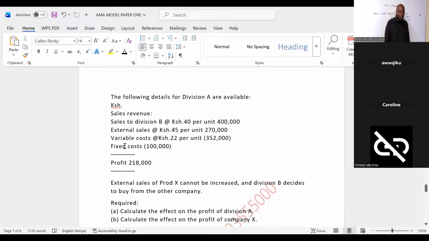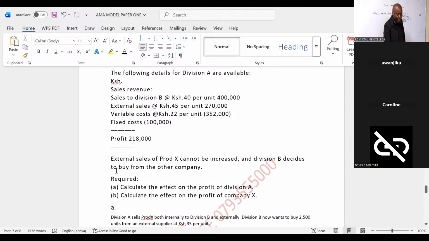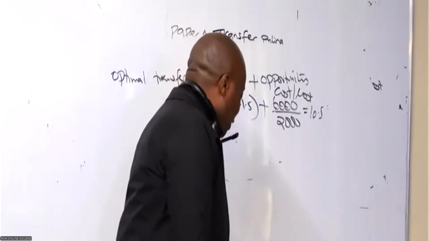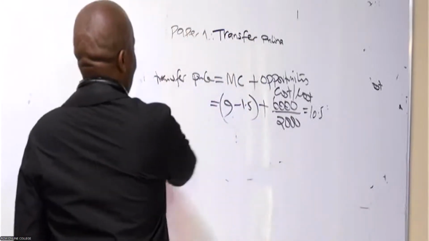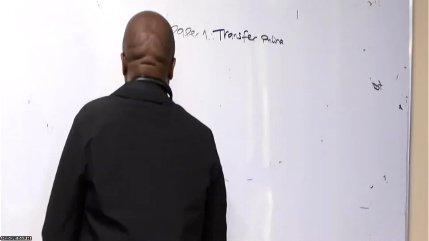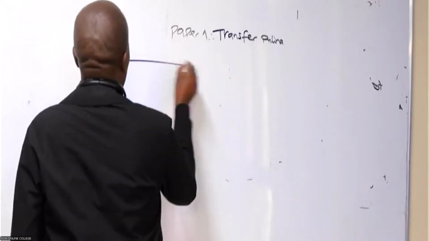External sales for product X cannot be increased, and Division B decides to buy from the other company. Required: calculate the effect on the profit of Division A. This is a very easy question. What I will always do is capture this information in the form of a diagram. So we have here Division A.